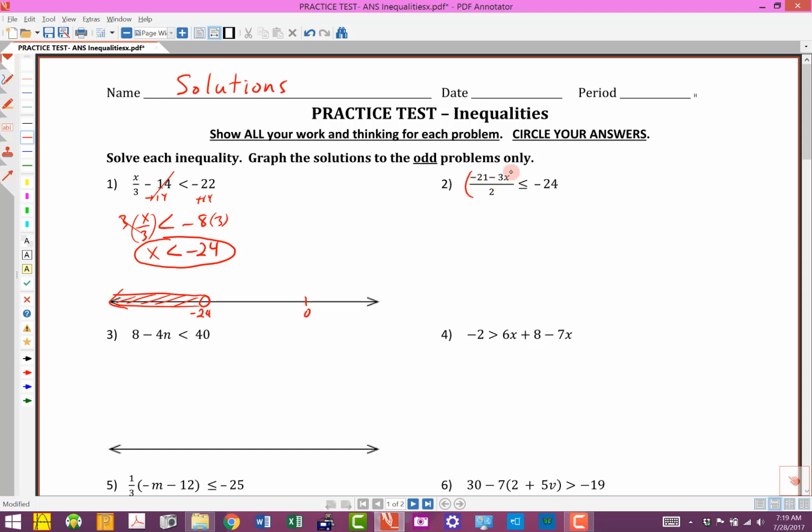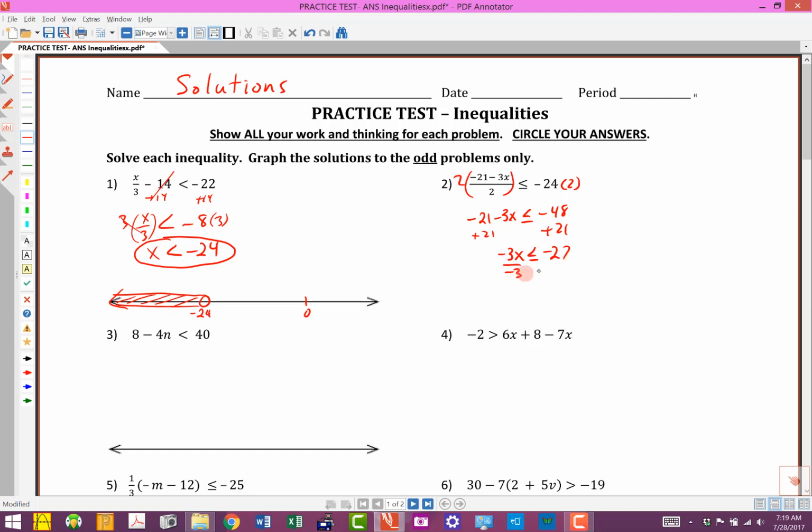We're going to multiply both sides by 2. And again, all I'm thinking is I'm multiplying by a positive 2, so that doesn't change the direction. So I get negative 21 minus 3x less than or equal to negative 48. We're then going to add 21 to both sides. Again, adding doesn't change the direction of the inequality, so we're going to leave it a less than or equal to. When we put these together, we get a negative 27.